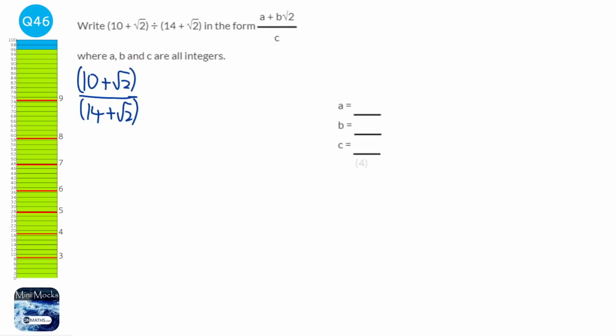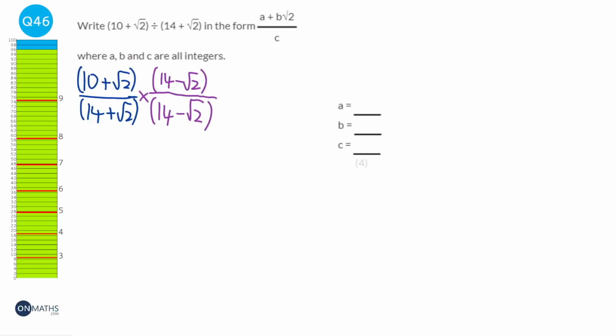Now, when you have two terms, including a surd at the bottom, we need to do something a bit special. We times it by the opposite bracket. What I mean by that is if it's 14 plus root 2, we times it by 14 minus root 2, and we've got to do the same to the top. The reason is that all we're doing is timesing it by 1, because 14 minus root 2 over 14 minus root 2 is just 1, so we're not changing the fraction at all.